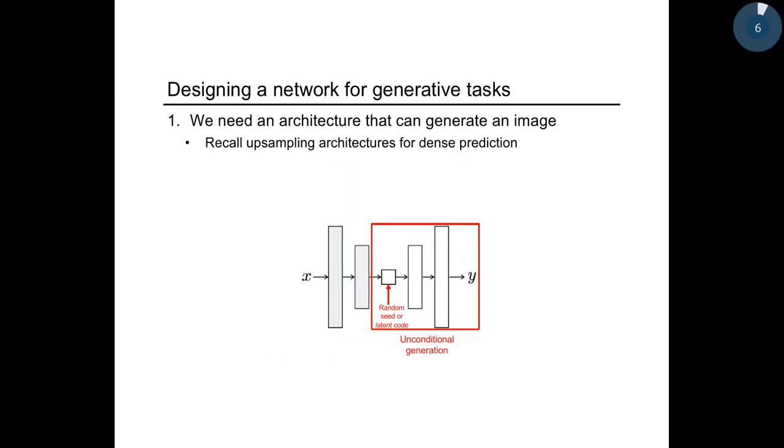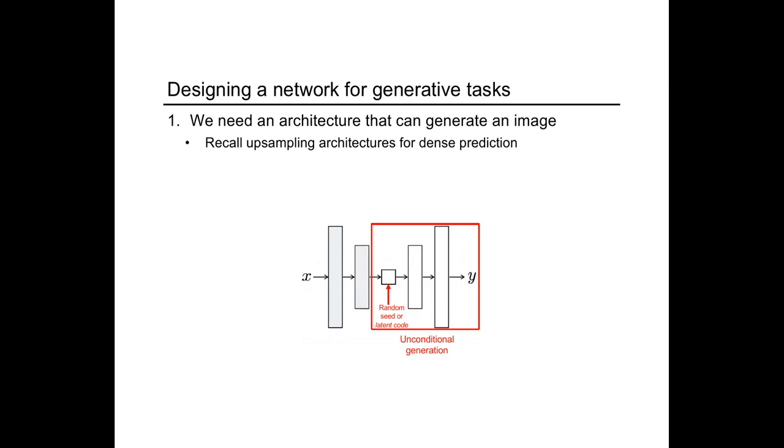So let's see how we can design a network for these generative tasks. We need an architecture that can generate an image. For any type of generative task, we need an architecture where the output is an image. Whether it's an unsupervised task, image-to-image translation, or a label-based image generation, in all of them at the output we need an image.